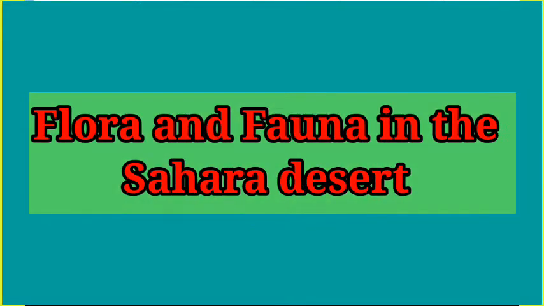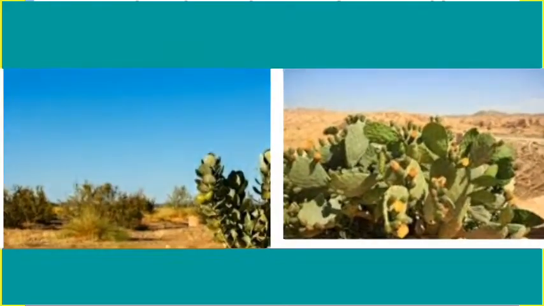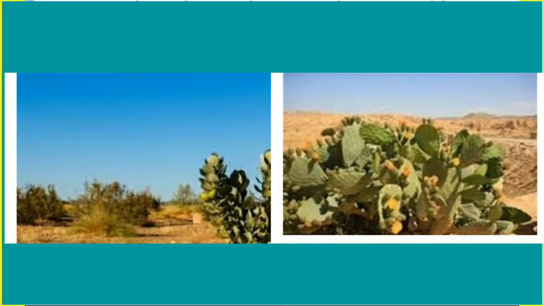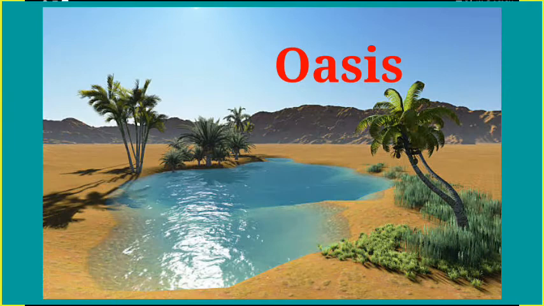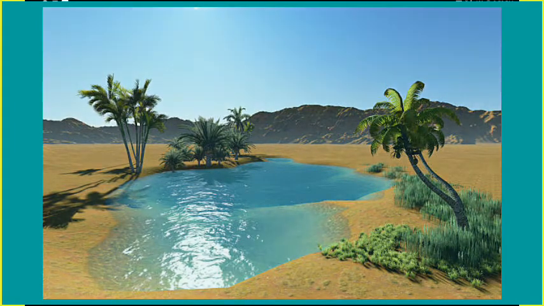Now we'll discuss flora and fauna in the Sahara Desert, meaning what kind of animals and plants are found in the Sahara Desert. Vegetation in the Sahara Desert includes cactus, date palms, acacia. In some places there are oases, green islands with date palms surrounding them.